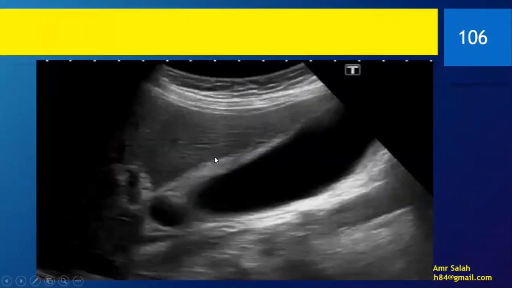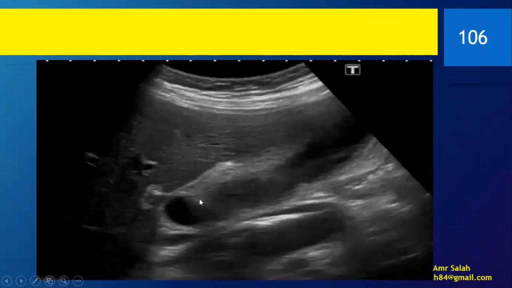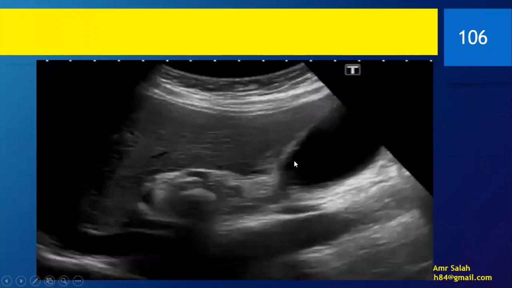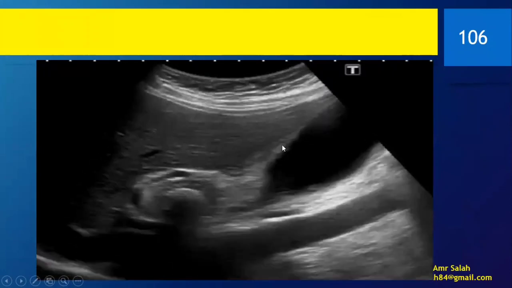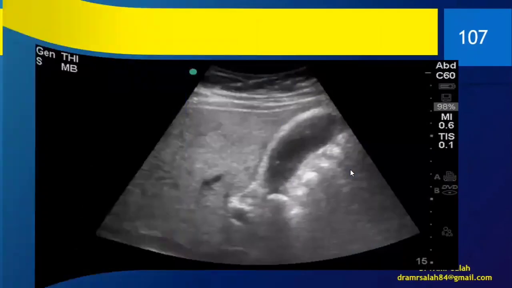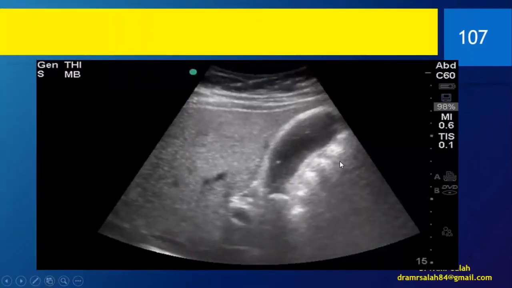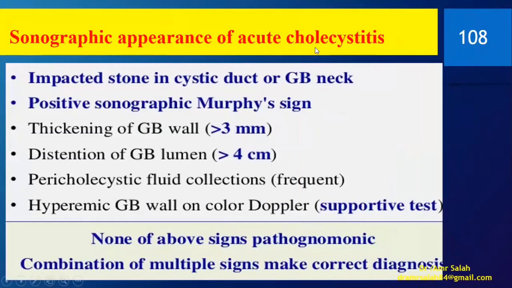Look at this, it is real time. You can appreciate here the stone, right? Appreciate the thickness of the gallbladder and the swirl of fluid around it. All of this highly suggests the same. Another picture. Train your eye in order to recognize all of the signs.